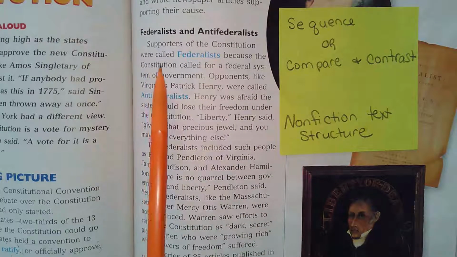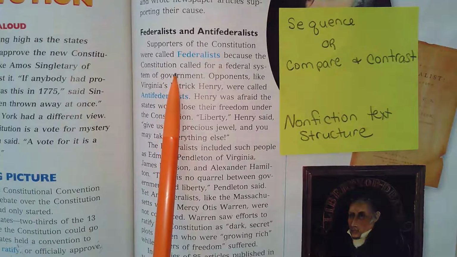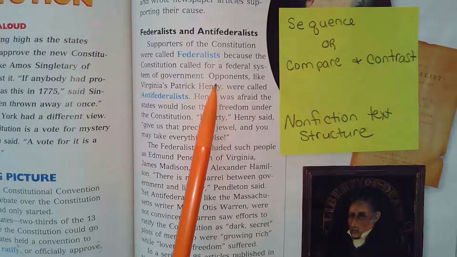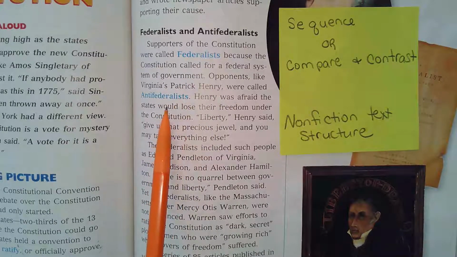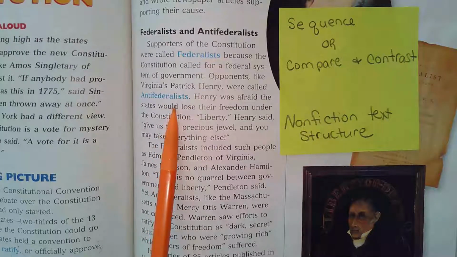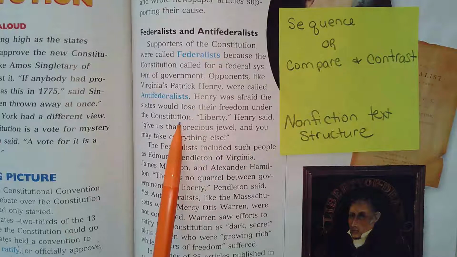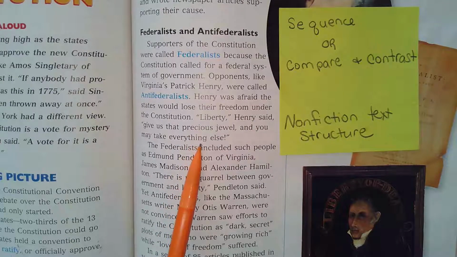Supporters of the Constitution were called Federalists because the Constitution called for a federal system of government. Opponents, people who didn't want it, like Virginia's Patrick Henry, were called Anti-Federalists. Henry was afraid the states would lose their freedom under the Constitution. Liberty, Henry said, give us that precious jewel and you may take everything else.